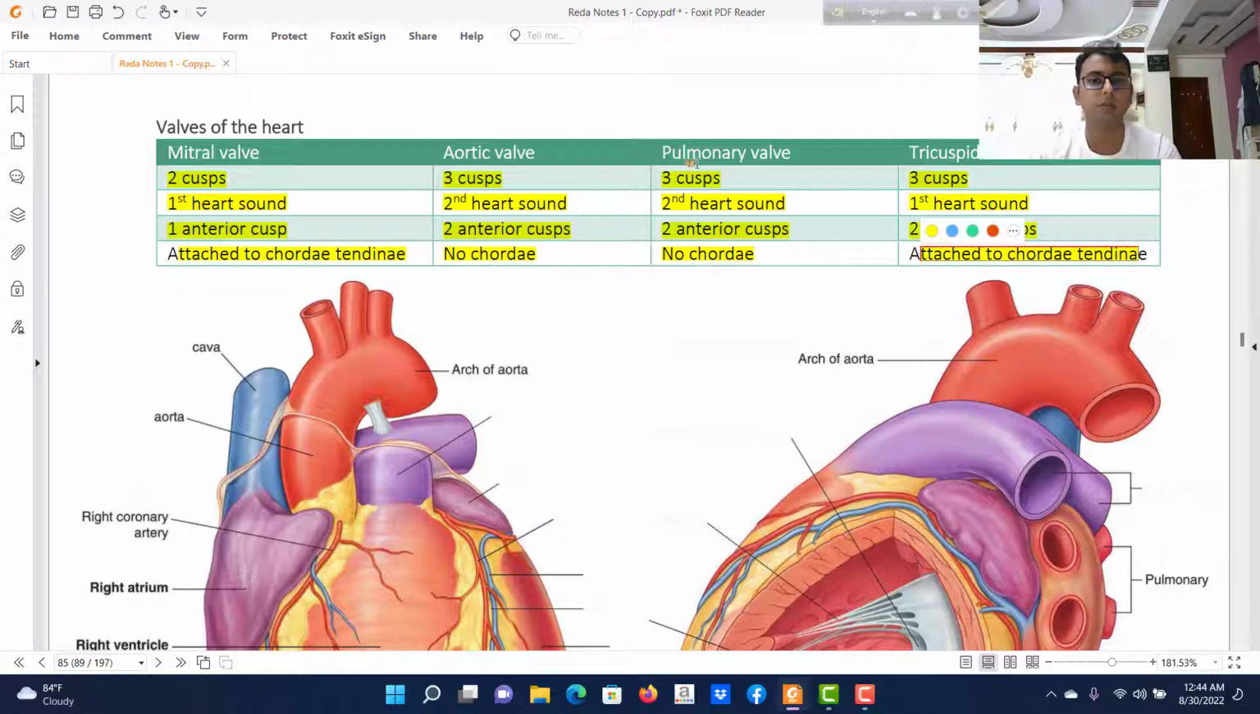But the aortic valve and the pulmonary valve are the semilunar valves. Both valves have three cusps, and if they stop the circulation, it will affect the second heart sound. Okay.